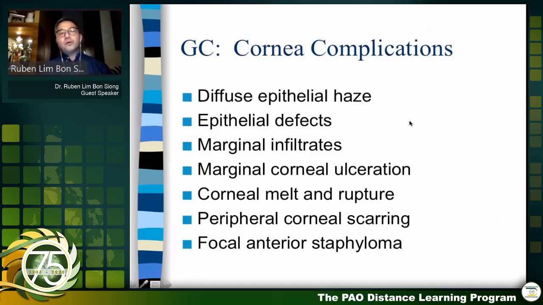Now, the problem with gonococcal is that you have to treat really fast, as soon as possible, usually within the first week from the onset of symptoms. If it lasts longer, more than a week, up to 2 weeks, that's when you will see all these corneal complications. It starts with a diffuse haze, then an epithelial defect, then marginal infiltrates, then an actual marginal ulceration, then corneal melt and rupture. When they heal, you develop scarring, and you can develop a focal staphyloma in those areas.